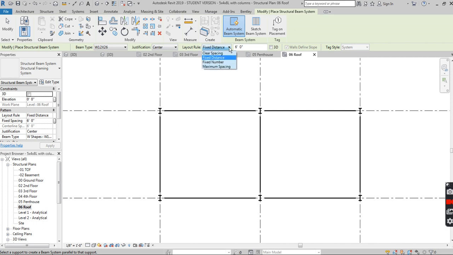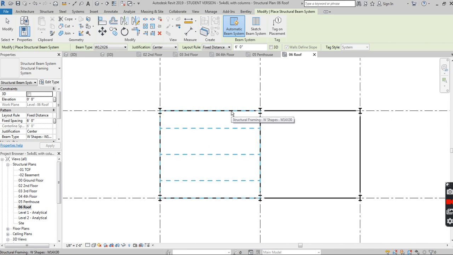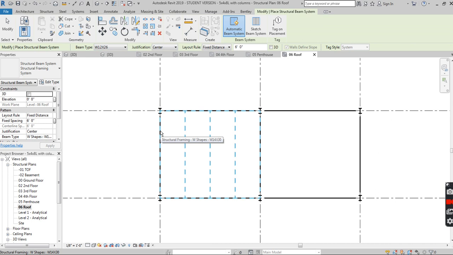And there are two major layout rules. There's fixed distance and fixed number. So I'm going to keep it set at fixed distance and 6 feet. And I'll show you in a minute what those two things do for you. So now we are ready to put a beam system in. I can make the beam system horizontal on the screen or vertical on the screen. Depending on which beam that we select, a vertical beam would give us a vertical system, a horizontal beam will give us a horizontal system. So let's place this beam system right here.